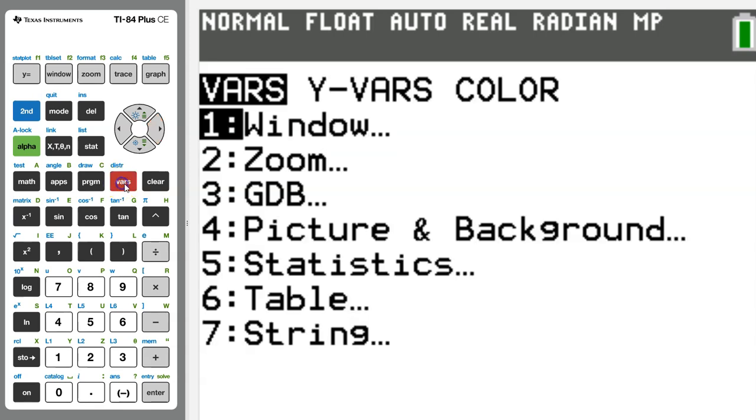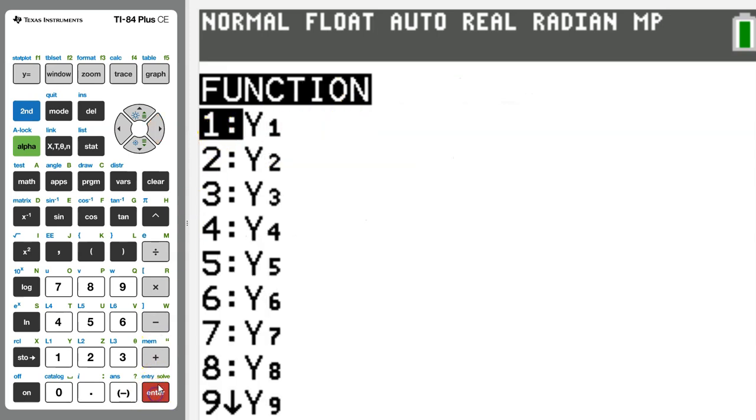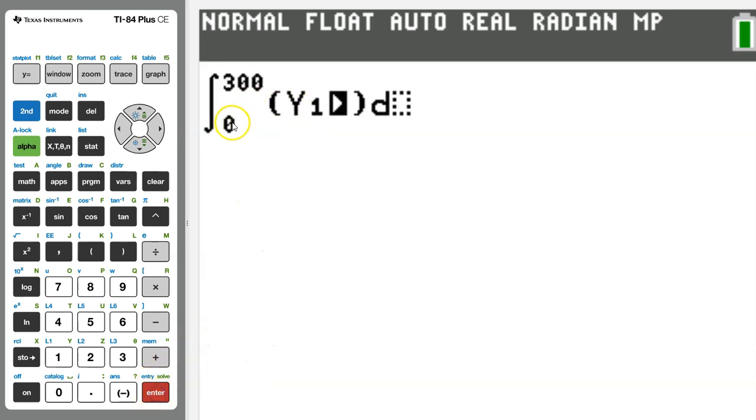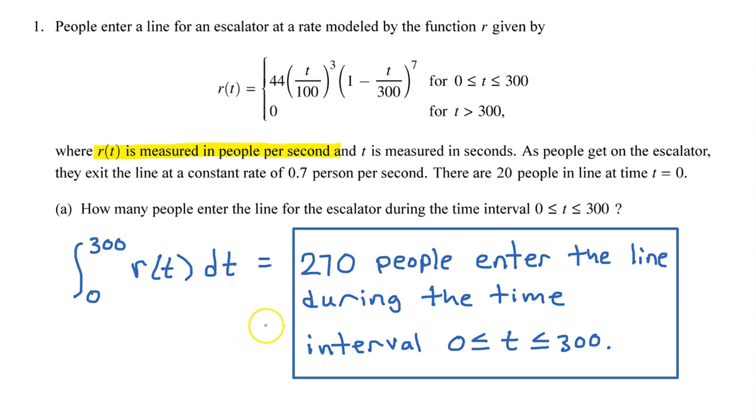We do that by hitting the vars button, which stands for variables, switch over to the y variables tab, and just choose option number 1 for functions. And there's y1, just hit enter. So here we are integrating y1, which is really r of t. And put your dx on the end. And that's it. So 270 is the answer. Since this is the AP exam, let's write our answer as a sentence. 270 people enter the line during the time interval from 0 to 300.